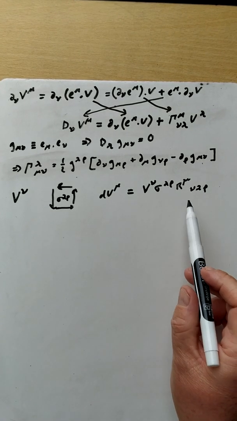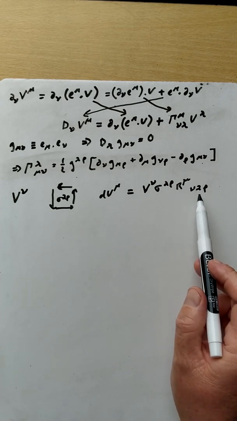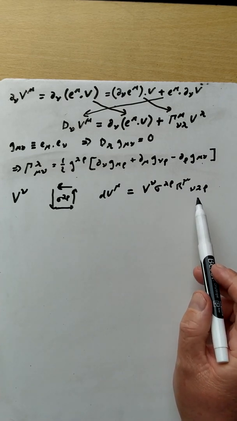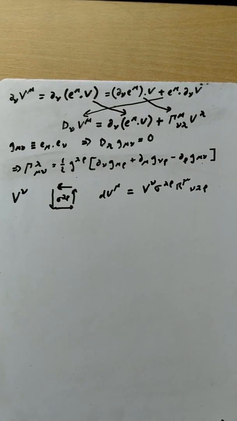So this is a tensor. Each of these indices has 4 components. It's got 4 indexes. So this is a tensor with 256 components, and it's called the Riemann curvature tensor.